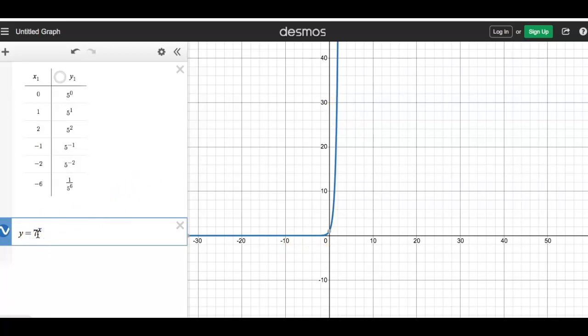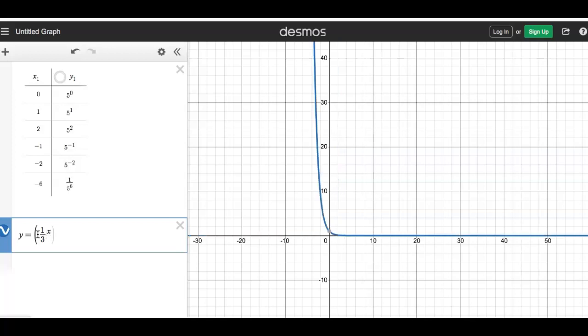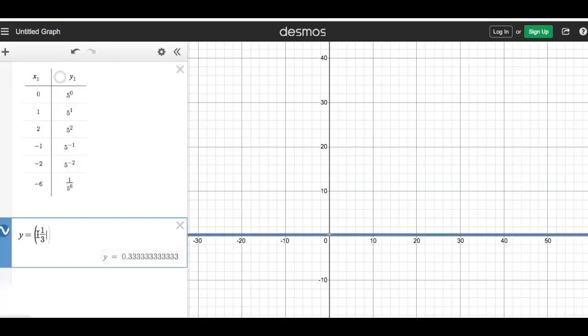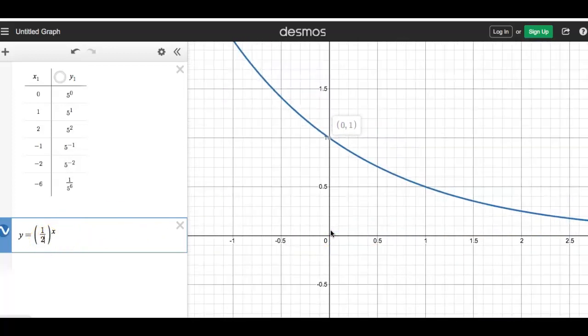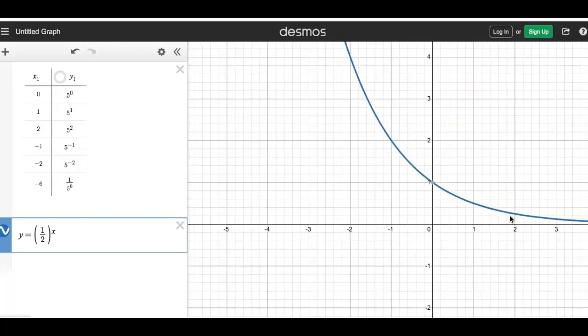Now, if I make it something less than 1, like 1/3 to the power of x, now it gets small, because if you take half of a half, you get a half, and a half, and a half. It gets smaller and smaller and smaller. So 1/2 to the 0 is 1, and 1/2 to 1 is 1/2. And if I take a half squared, I get a 4th. So that's 1/4, 0.25. Then half of that is an 1/8, and so on.